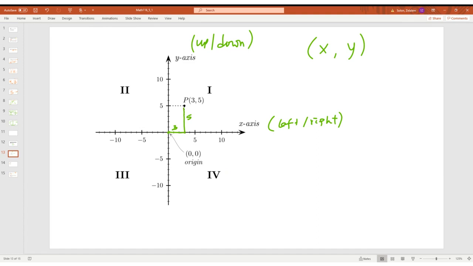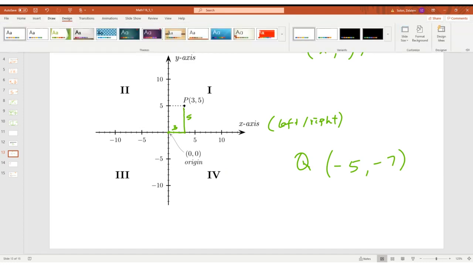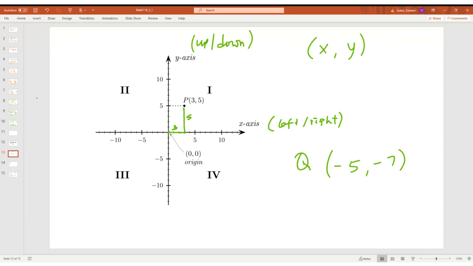For example, let me give you another point. Q, let's say it is (-5, -7). Okay. So to locate Q, I will start from the origin. Let me use different colors so that you can see what I'm doing. I go 5 units to the left. So from the origin, I will locate -5 on the x-axis. Then from -5, I will go down by 7. So -7 is somewhere here. So I will go down here.